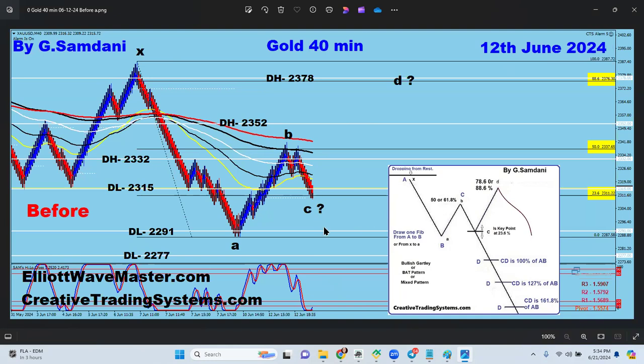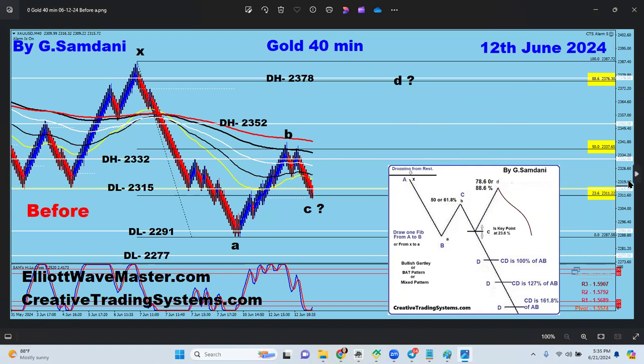Either it's going to drop all the way from point C, or it will go up somewhere around 78% or 88%, making some kind of harmonic pattern, like a Gartley, Bat, or mixed pattern. It should be either Bartley or Bat, not Gartley. For a Gartley, you have to have this at 61%. So the possibility was for a Bartley or a Bat.